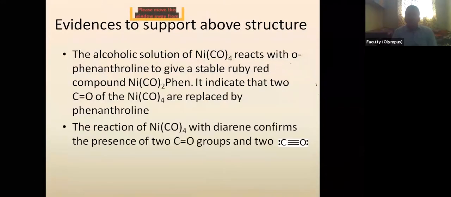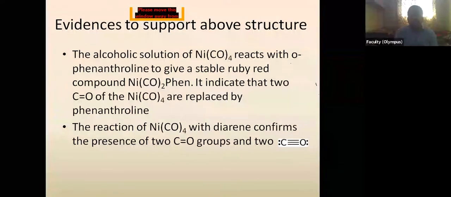Now we will see what are the evidences which support this structure. Just now I said some reactions are there which can show that the two carbonyls are different in nickel tetracarbonyl. So when an alcoholic solution of nickel tetracarbonyl reacts with orthophenanthroline, this orthophenanthroline is a ligand, a bidentate ligand.